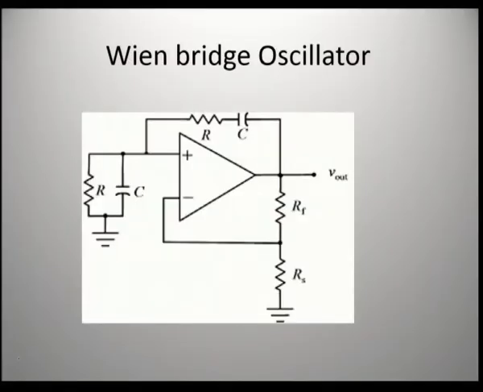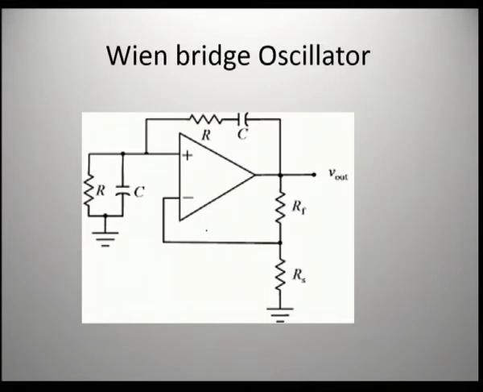Why it is called a Wien bridge oscillator is, we know that a bridge has 4 arms. In the Wien bridge, one arm has the resistance R, another arm also has R, the third arm has the series combination of R and C, and the fourth arm has the parallel combination of R and C. So, this oscillator has the name Wien bridge.